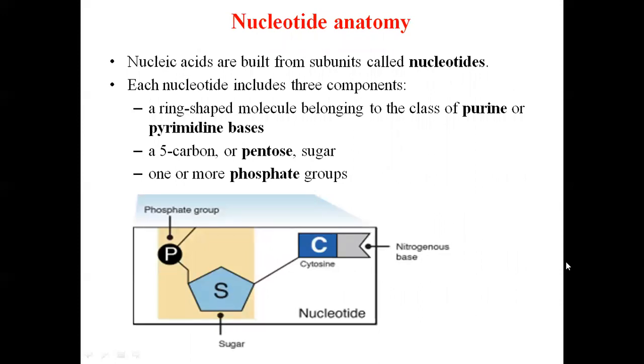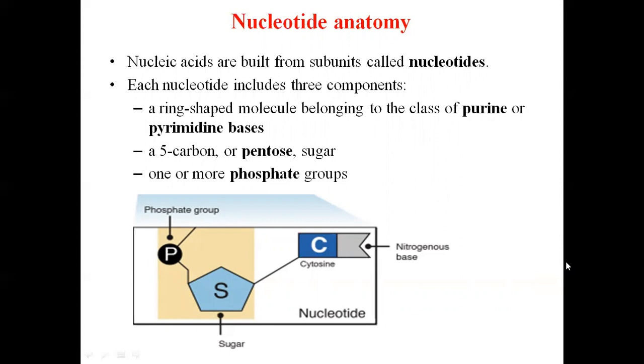Here, nucleic acids are built from subunits called nucleotides. Nucleic acids are polynucleotides. They have many monomeric units. Each monomeric unit is called a nucleotide. Let us see what the structure of a nucleotide is. Each nucleotide includes three components. First, a ring-shaped molecule, which we call a nitrogenous base. The bases are of two types, purines and pyrimidines.